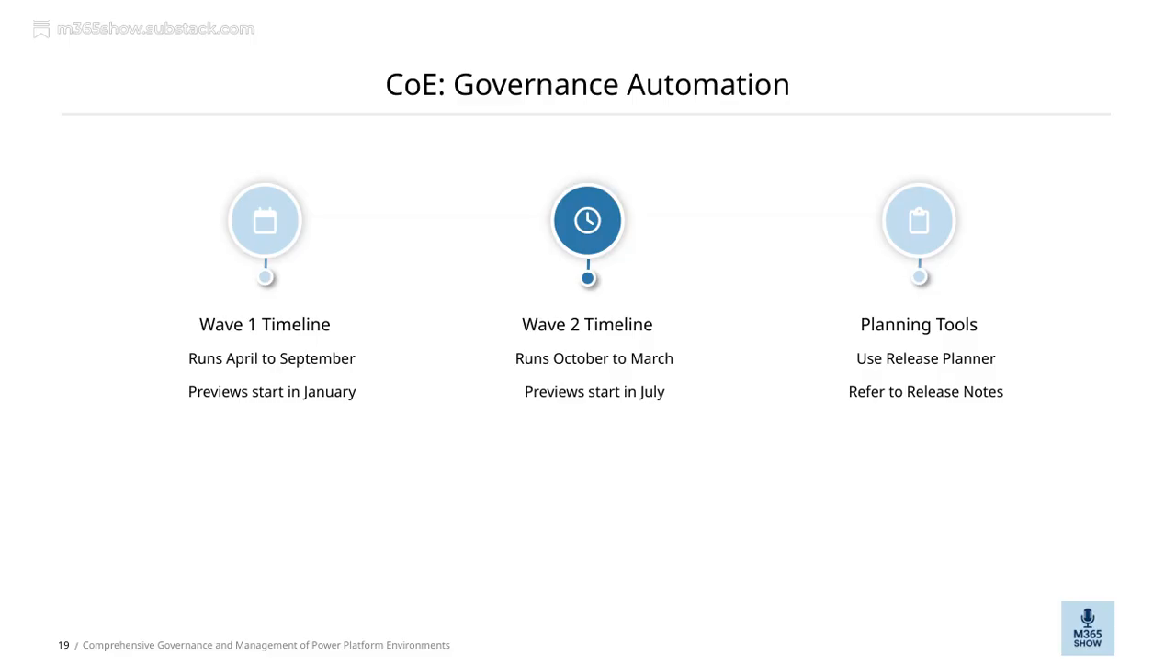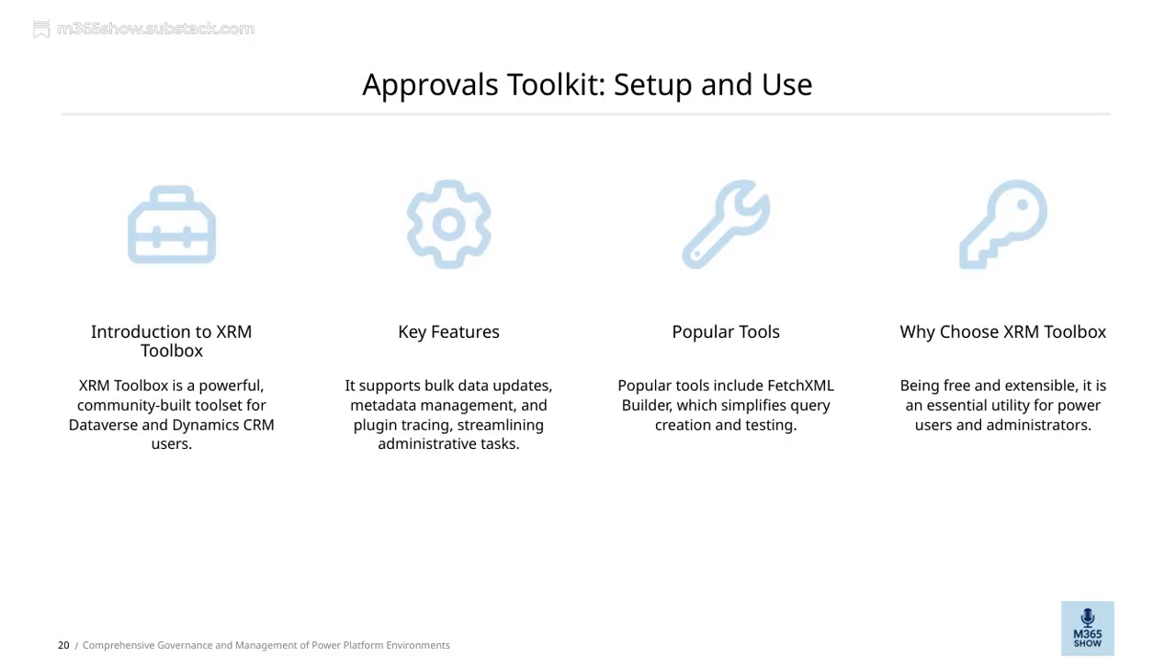Overall, this timeline helps us manage the rollouts systematically, ensuring we have ample opportunity to test, gather feedback, and adjust our approach. It's all about making sure our Power Platform environments are governed effectively, securely, and efficiently throughout these phases. Now, let's take a closer look at the Approvals Toolkit, how to set it up and use it effectively.